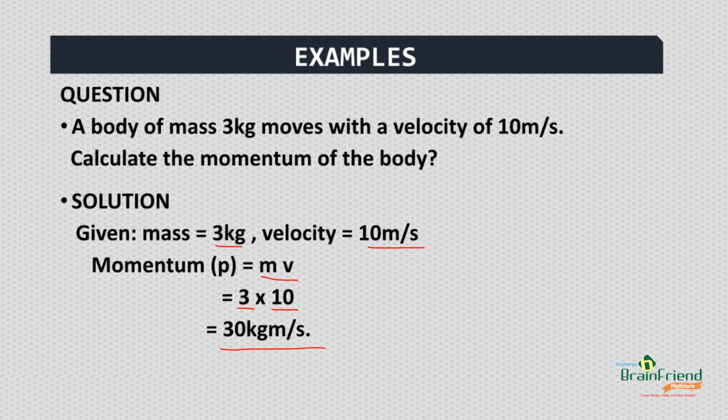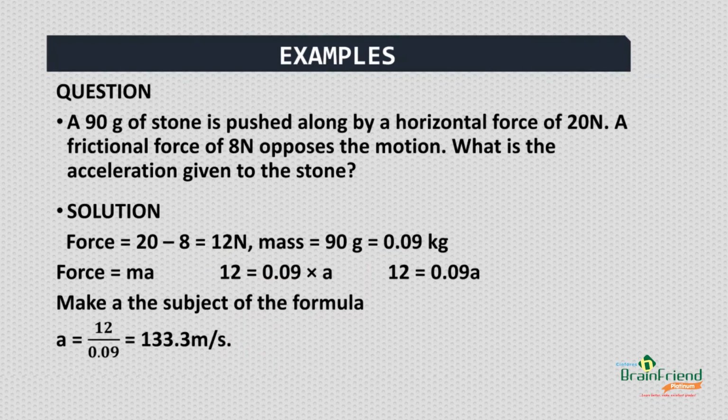Moving on to the next question. A 90 gram stone is pushed along by a horizontal force of 20 Newton. A frictional force of 8 Newton opposes the motion. What is the acceleration given to the stone? Solution. Remember, we have a force of 20 Newton and 8 Newton. So what do we do? We subtract 8 from 20, which is 12 Newton. The given mass is 90 gram. By converting it to kilogram, we have 0.09 kilogram.